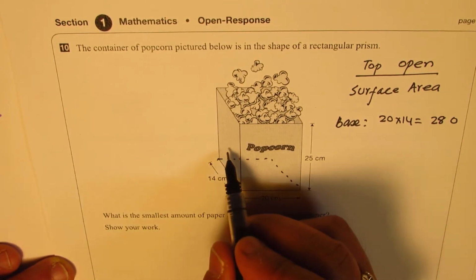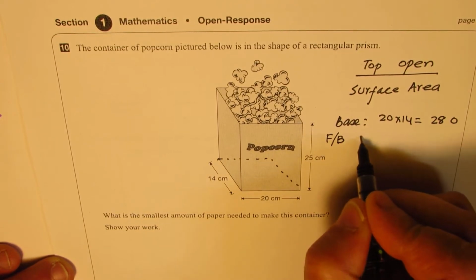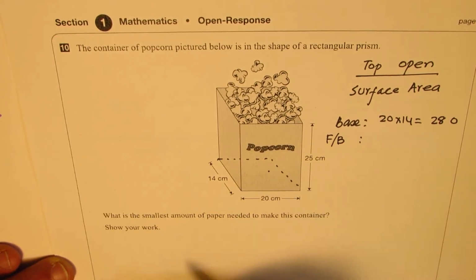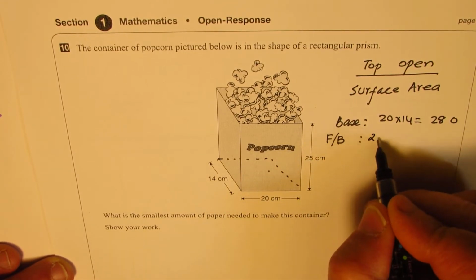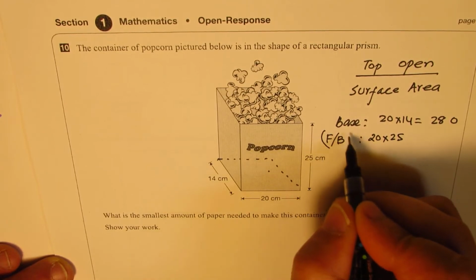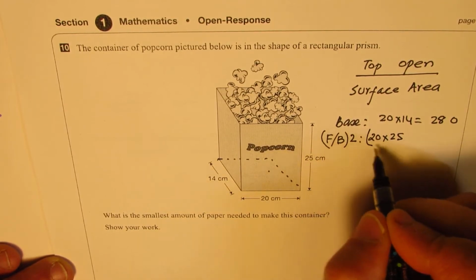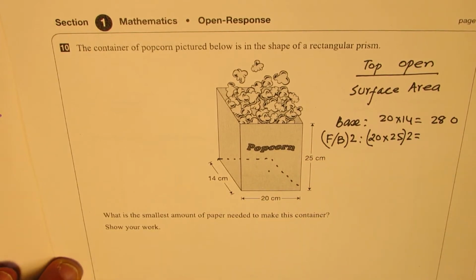Now, each side, so we'll say front and back. Front and back sides are same, right? This is your front side. So the area of the front side is 20 times 25. Now we have two of these, right? So we'll multiply this by 2 to get the complete area of front and the back, correct?